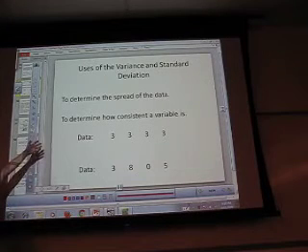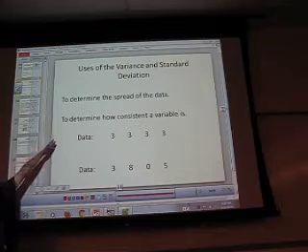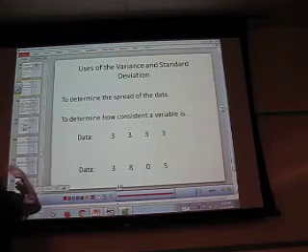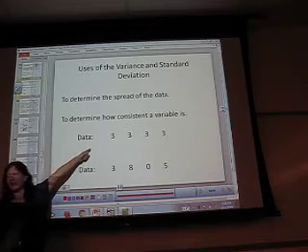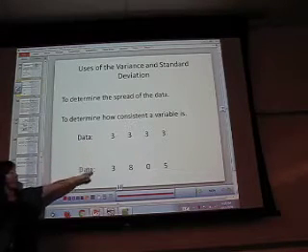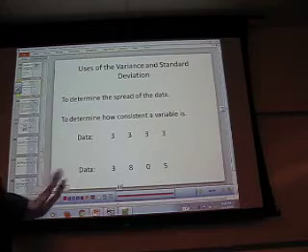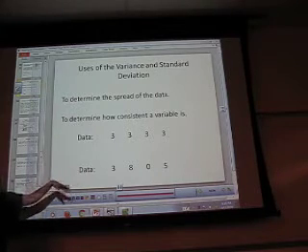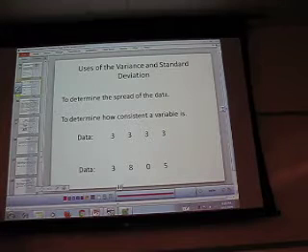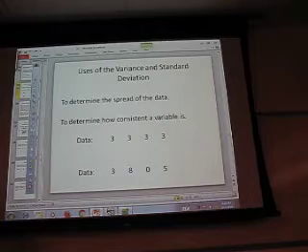So why is variance important? It tells you the spread of the data and how consistent a variable is. So here, this one is very consistent, no spread at all. This one has a pretty big spread and is not that consistent. It's pretty different from each other. So that's why we need the variance, to look at how consistent the data is and what the spread is.